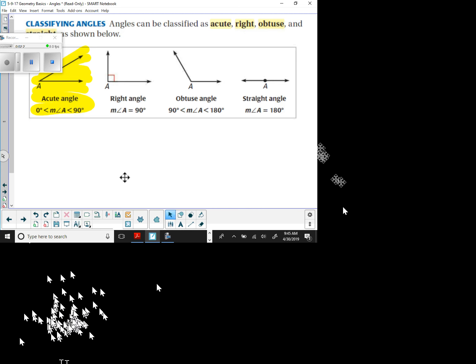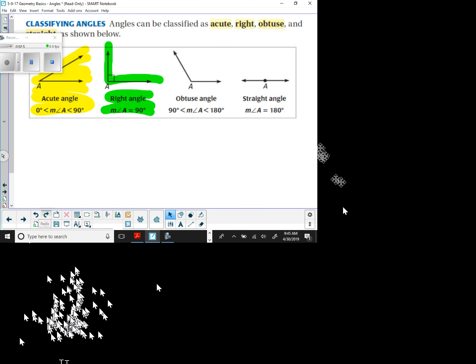It cannot equal 90. If it equals 90, this is the green one, it is a right angle. A right angle is exactly 90 degrees. And the way you know it's a right angle is that little box in the corner. You see the little box they made above A? That means that is a right angle. That means it is exactly 90 degrees.